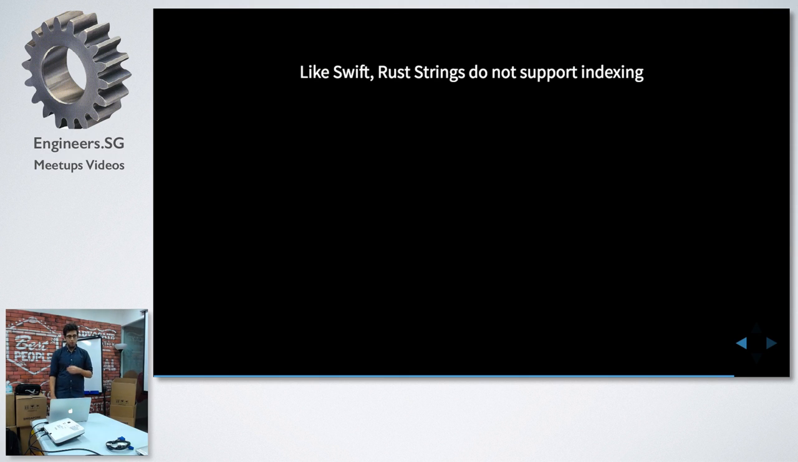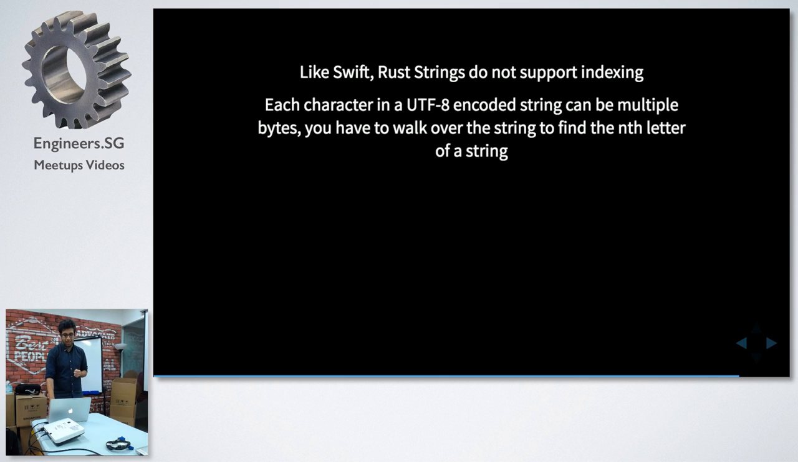Similar to some of the newer programming languages like Swift, for example, Rust strings do not support indexing. What that means is that if you want to find what character you're at in a string, you don't get that by default. The reason is that in a UTF-8 encoded string, indexing a character is actually an O(n) algorithm. It's not an O(1) algorithm.